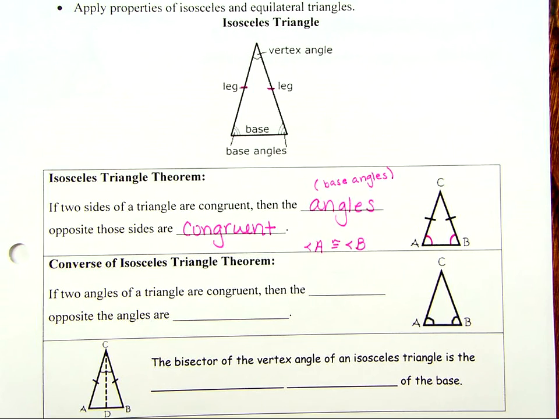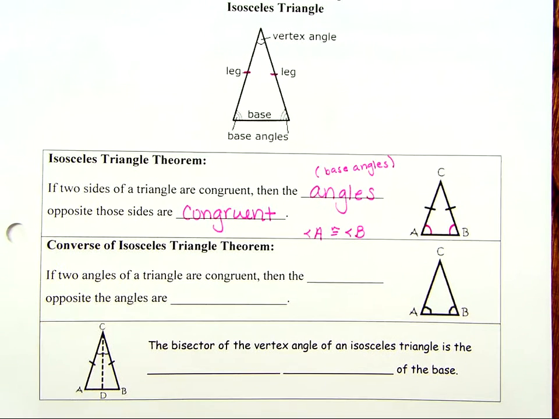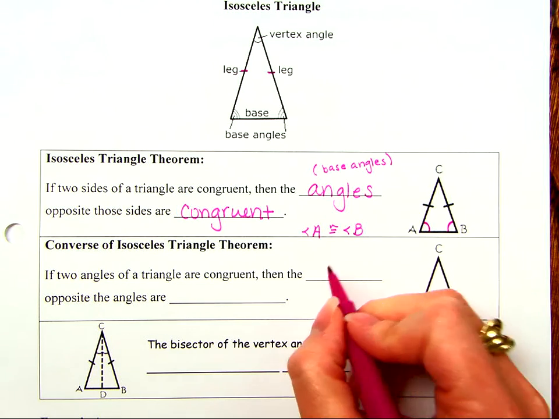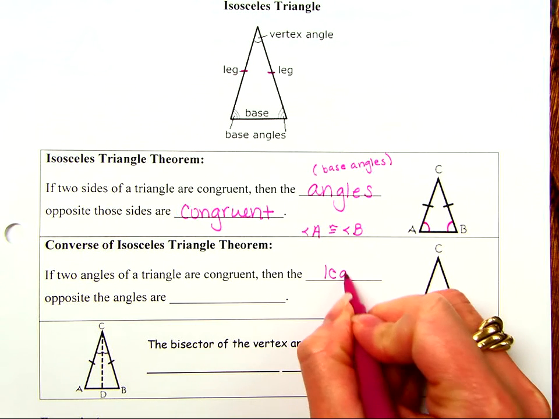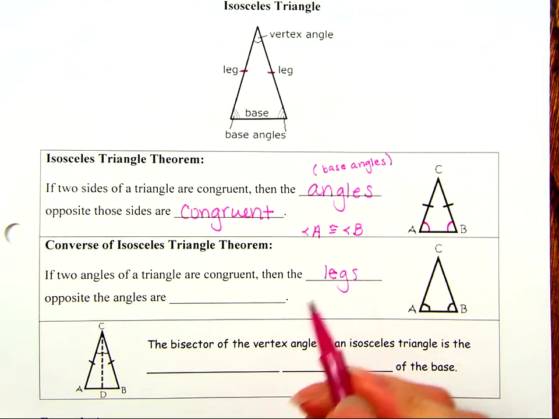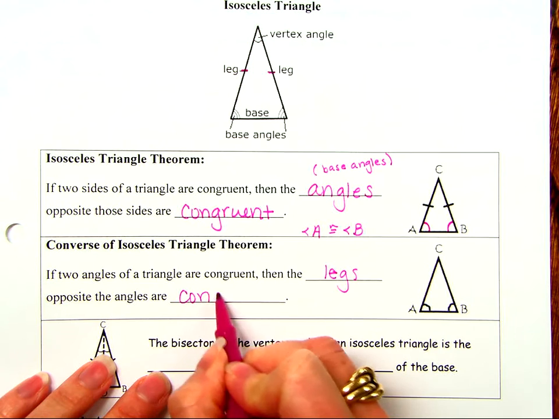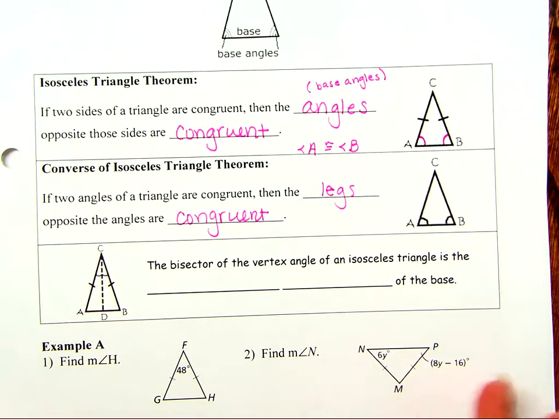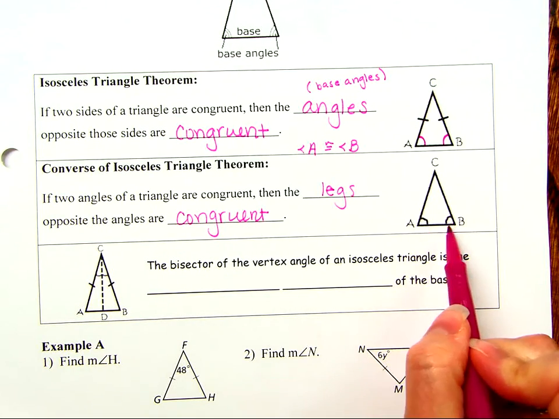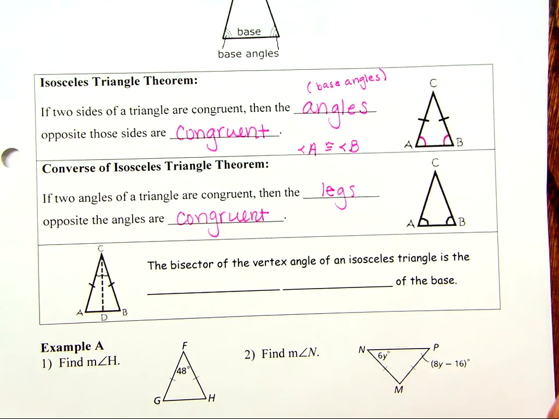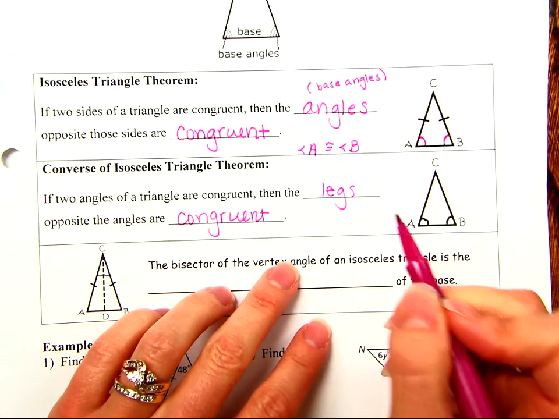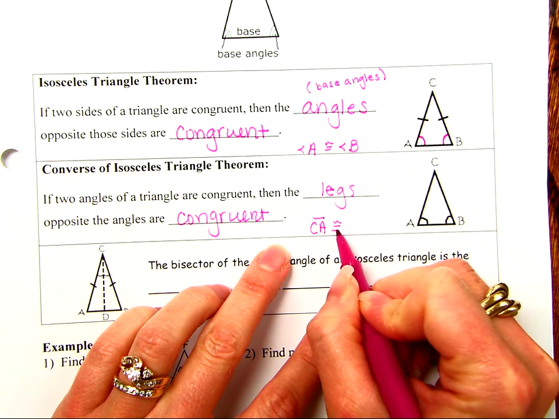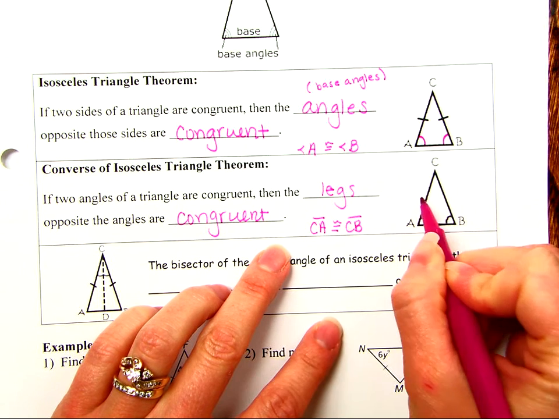The converse of that is also true. The converse says that if two angles of a triangle are congruent, then the legs opposite those angles are congruent. So as you can see in my triangle, if I only know that angle A is congruent to angle B, I therefore can conclude that side CA would have to be congruent to side CB.